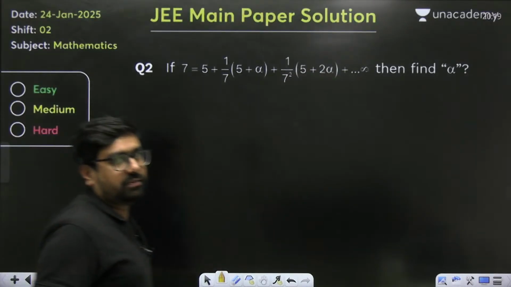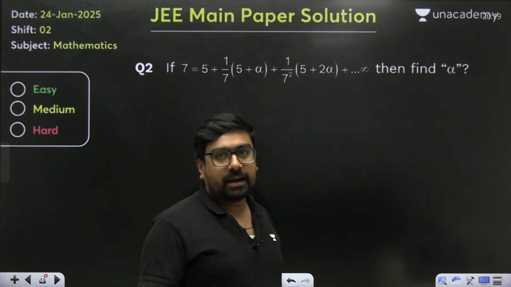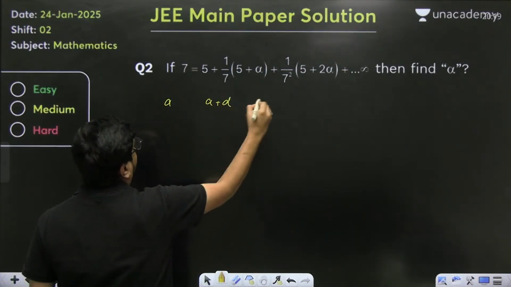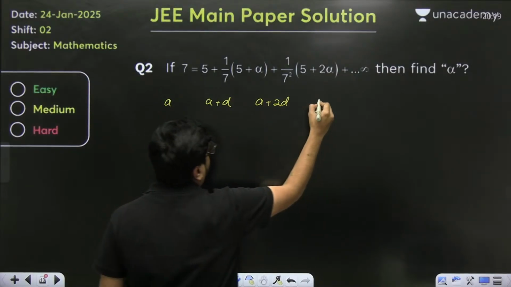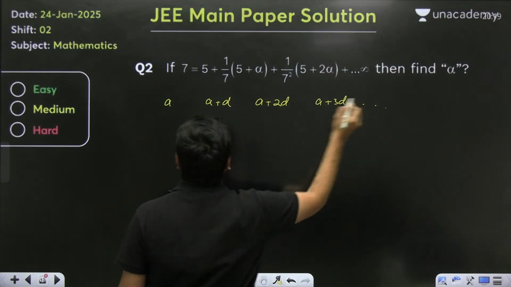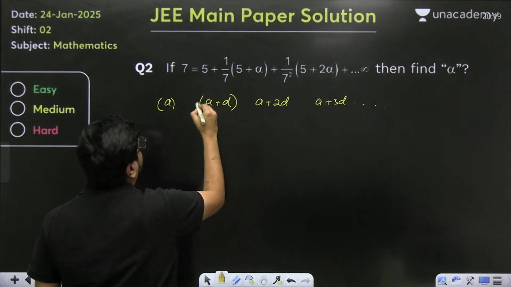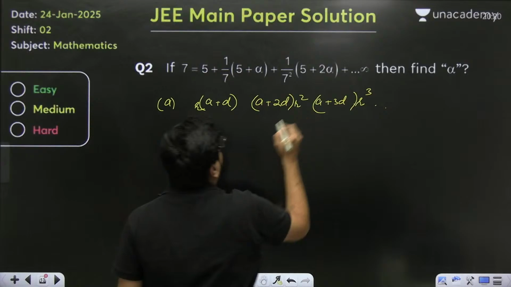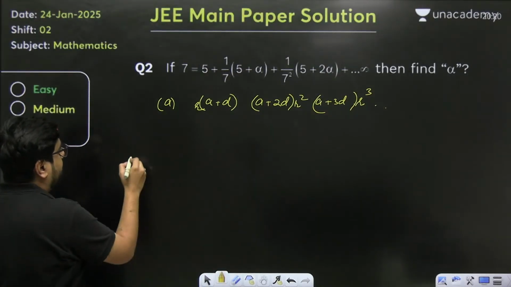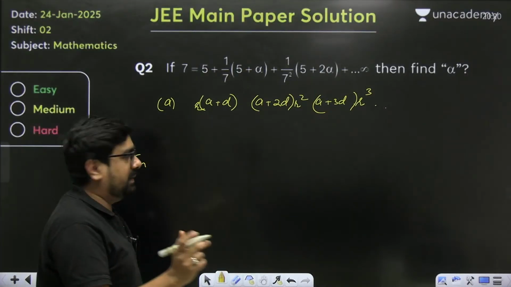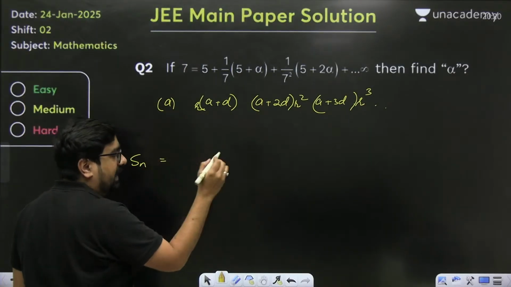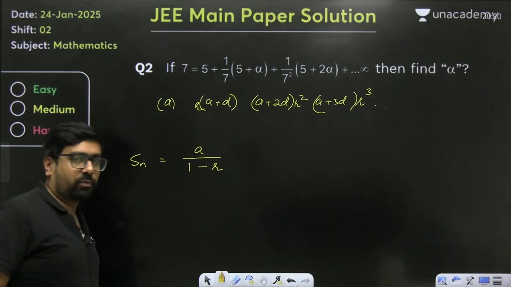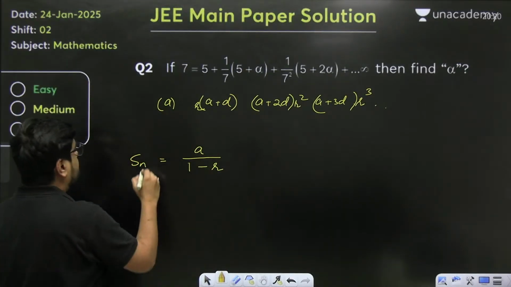This is one more question that we have received. AGP, right? We know that if this is an AP, A plus D, A plus 2D, A plus 3D, and so on, if we multiply every term with a common ratio, then this makes AGP. And just like for infinite GP, the formula for sum of infinite terms is A upon 1 minus R.